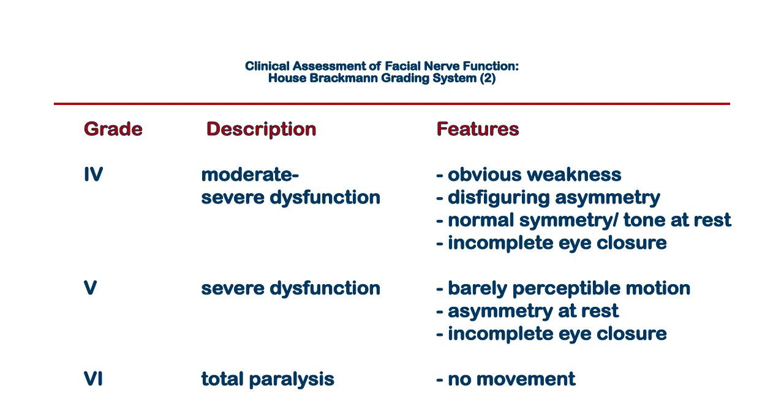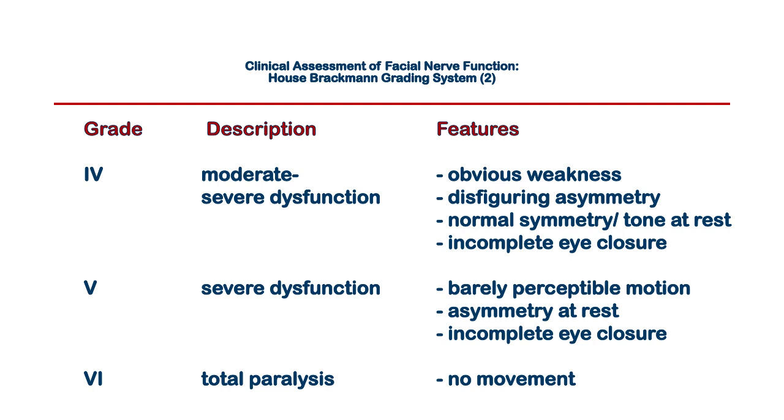Now, moving on down to the categories. With 4, there's no question it's a problem. It's disfiguring. The eye is not going to be closing, so they're going to need eye care. And 5 is even worse: they almost can't move the face at all, no matter how hard they try. Even when they're just relaxing, one side of the mouth is drooping down. The two sides of the face don't look the same. And then, of course, 6 is the worst: no movement, no matter what they do.